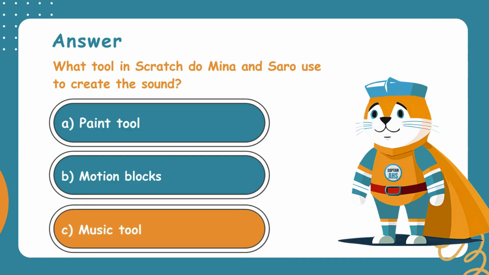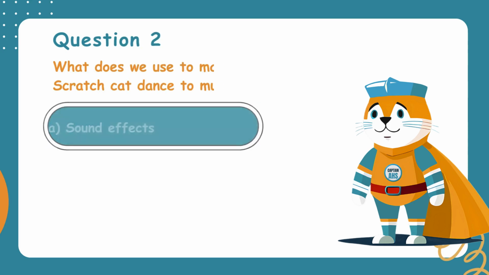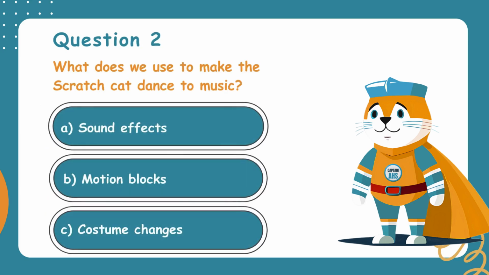Option C, Music Tool. What do we use to make the Scratch Cat dance to music? Option A, Sound Effects. Option B, Motion Blocks. Option C, Costume Change.